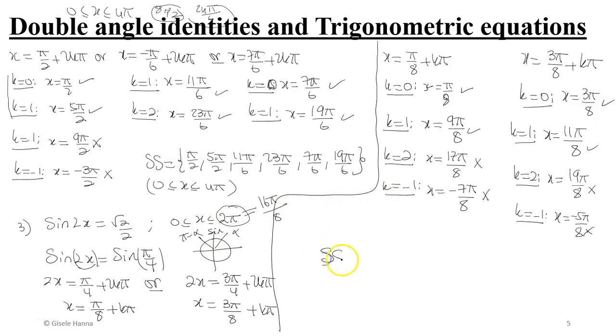So the values that are accepted and contained in the solution set of this equation are pi over 8, 9 pi over 8, 3 pi over 8, and 11 pi over 8. And of course, that solution set corresponds to x between 0 and 2 pi. Again, if we do change that domain for x, the solution set would actually change.